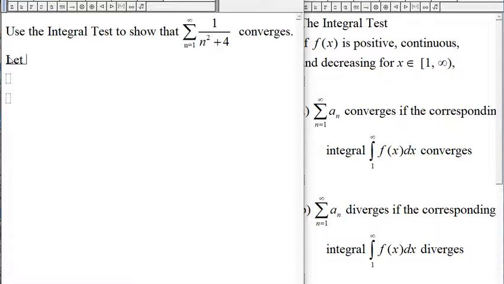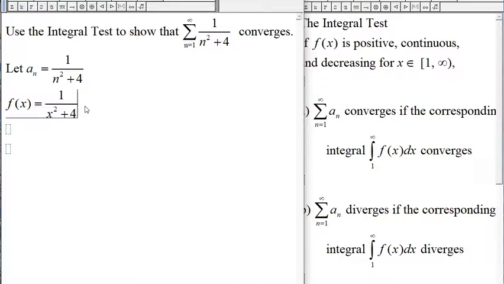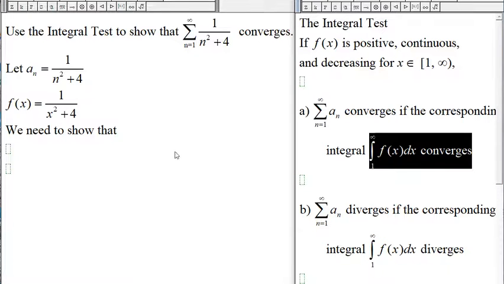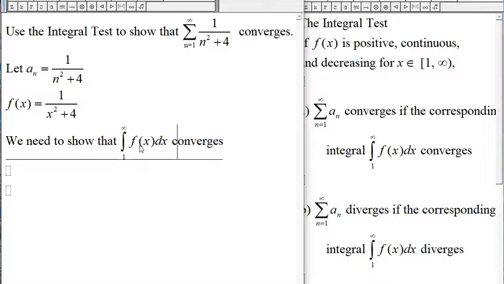So first, let a sub n be the sequence 1 divided by n squared plus 4. Then the corresponding continuous function is the function 1 divided by x squared plus 4. And we need to show that this integral right here converges. And the function here is 1 divided by x squared plus 4.